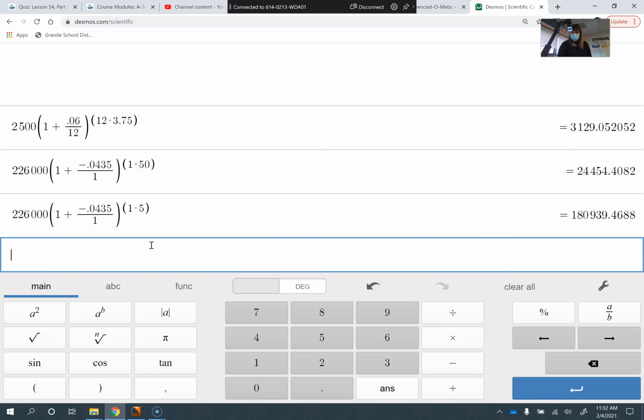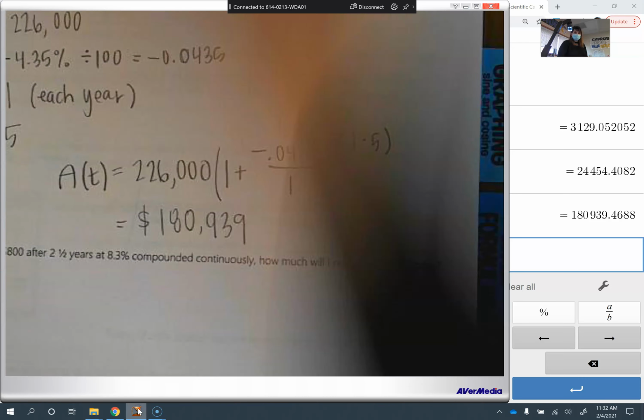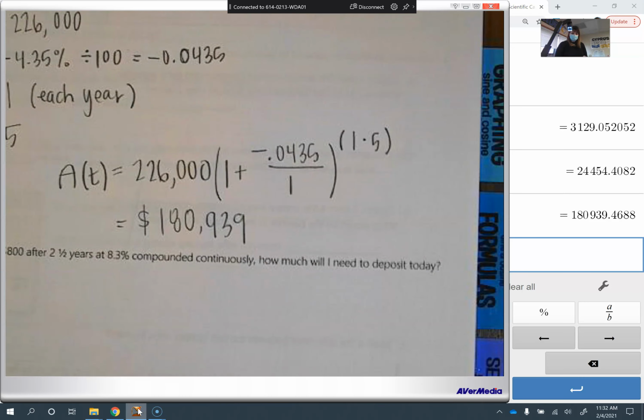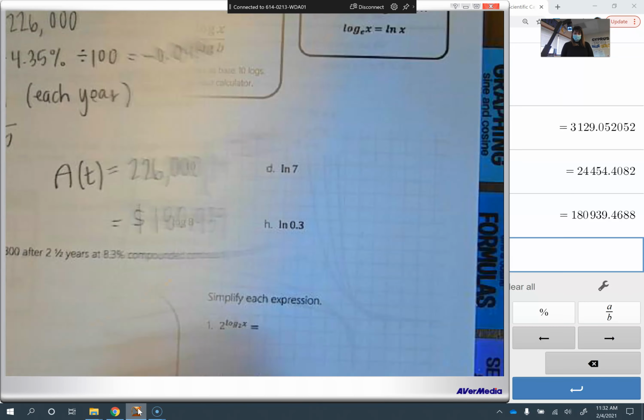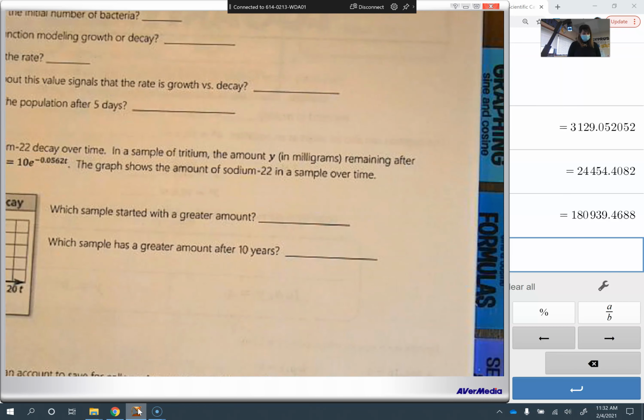Okay, this time I got 180,000. Does that sound better? Okay, so our house is now worth 180,939 because we're rounding to the nearest whole. You're okay? Okay, let's go to the next page.